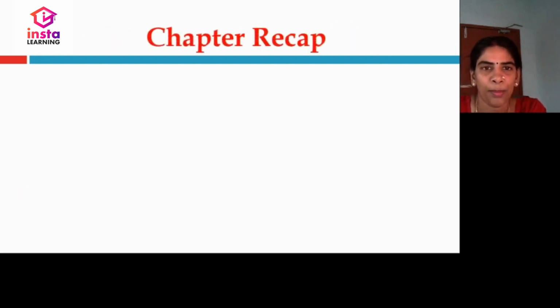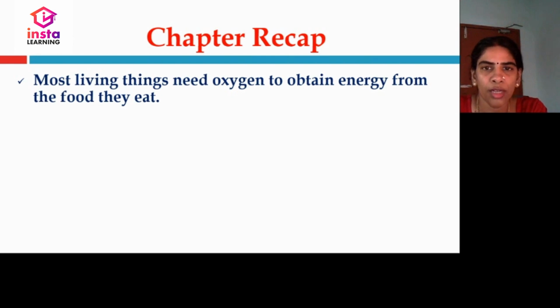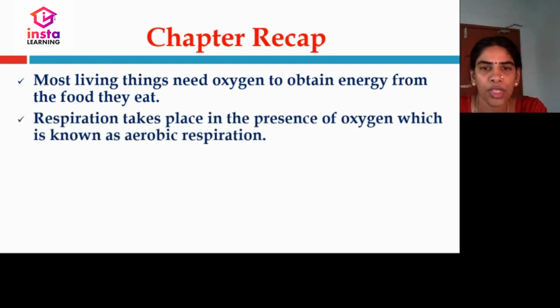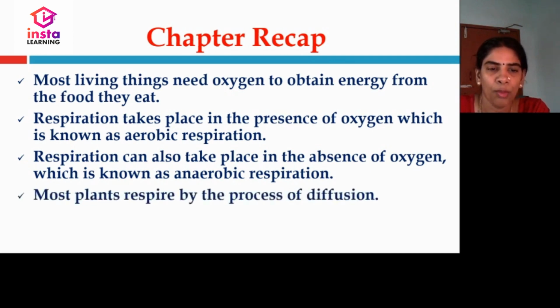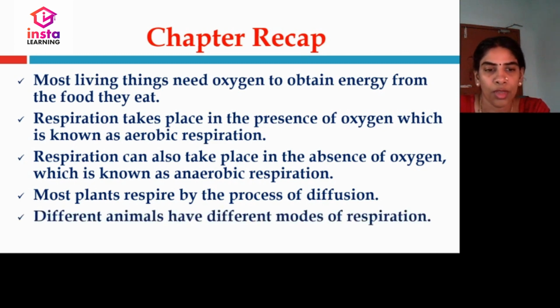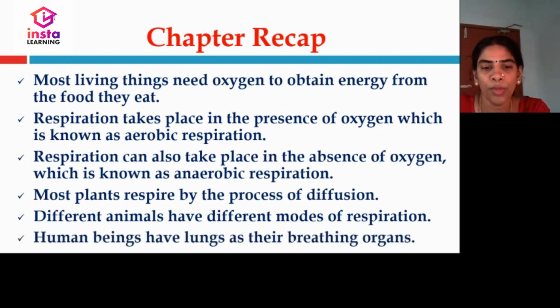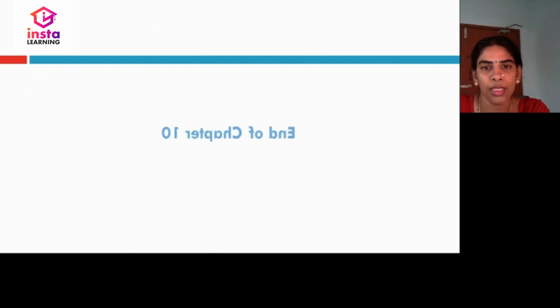Let us have a chapter recap. Most living things need oxygen to obtain energy from the food they eat. Respiration that takes place in the presence of oxygen is known as aerobic respiration. When respiration takes place in the absence of oxygen, we call it anaerobic respiration. Most plants respire by the process of diffusion. Different animals have different modes of respiration. Human beings have lungs as the breathing organs. This ends chapter 10.